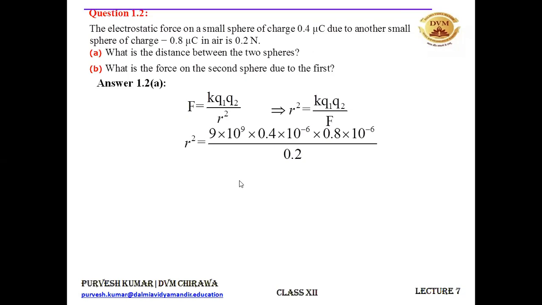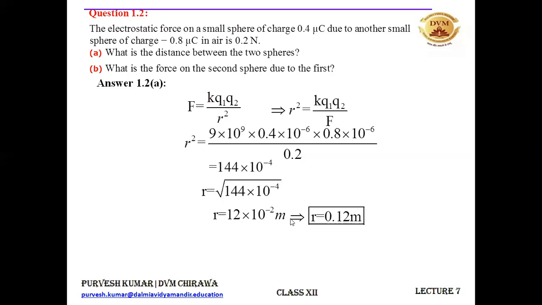Solve it out. You will get 144 into 10 to the power minus 4. And this is the value of r square. It is not the value of r, but the value of r square. So in order to calculate r, you need to take the root of it. R is equal to root of 144 into 10 to the power minus 4. Root of 144 is 12, and root of 10 to the power minus 4 is 10 to the power minus 2. So it becomes 12 into 10 to the power minus 2 meter, or in other terms, you can write it as 0.12 meter.